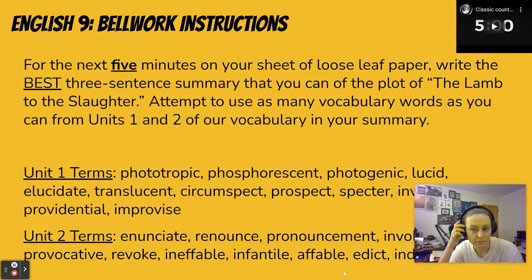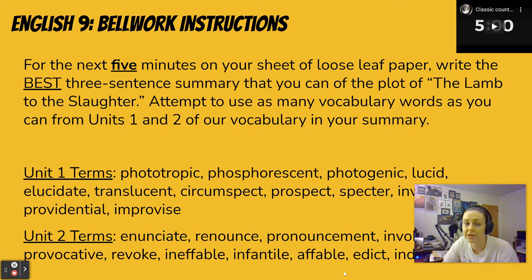So if you haven't already, you should have gotten one sheet of loose leaf paper from the front table, from the handout table in the front of the room. So if you didn't grab one of those, you need to go ahead and do that now. I'll give you like 30 seconds to get up from your seat and go grab a sheet of loose leaf from the front table. So if you need to do that, go ahead and do that right now.